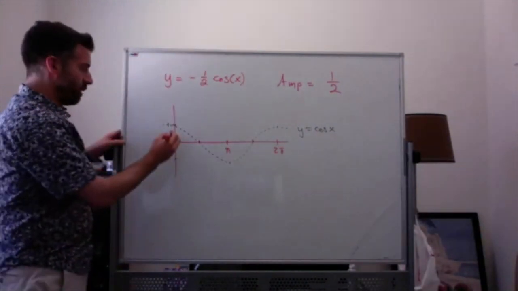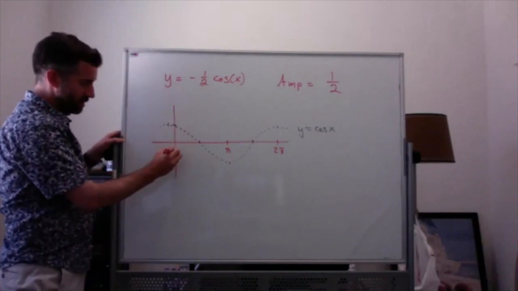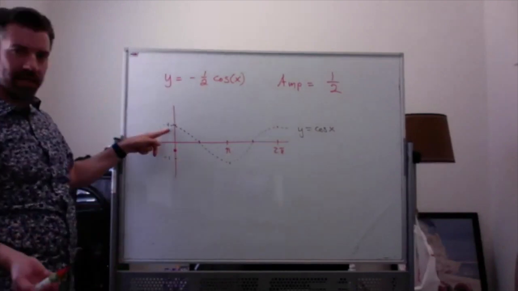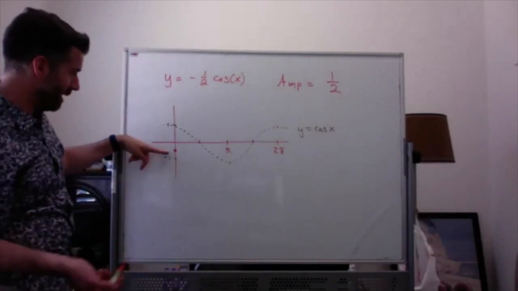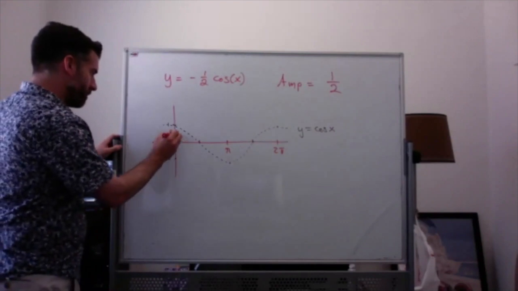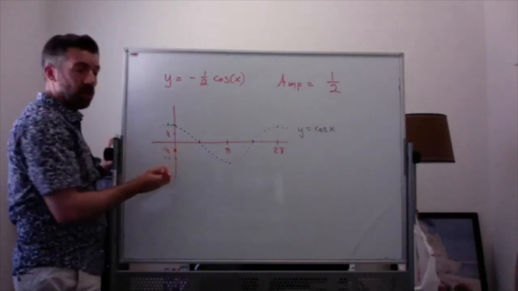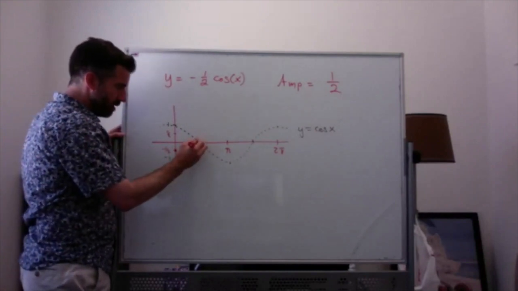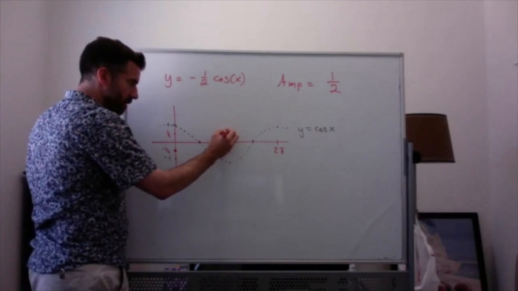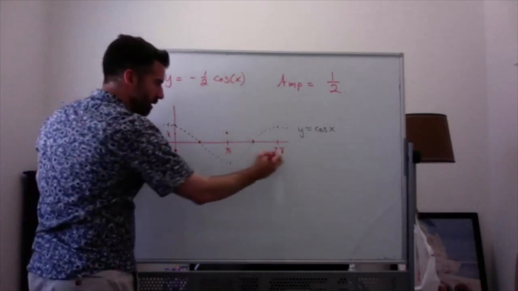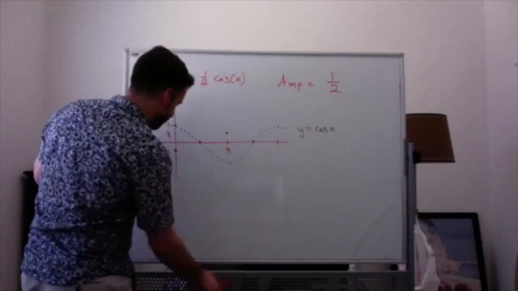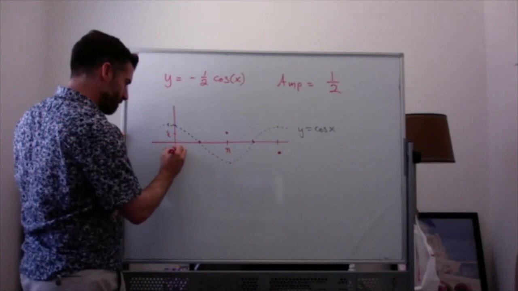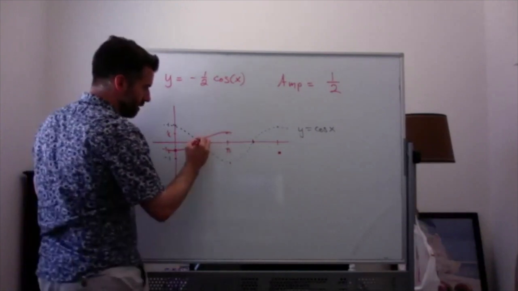So instead of starting at +1/2, I'm actually going to start at -1/2. Which makes sense, right? If you take 1 and multiply it by -1/2, you're going to get -1/2. And then, just like before, now I'm at the bottom, and the next one's going to be at the middle, and the next one's going to be at the top, and then at the middle, and then back to the bottom. Nope, so 2 pi is kind of in the way. So it kind of looks like this.